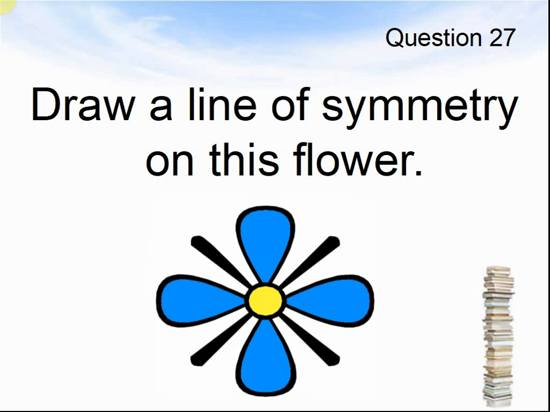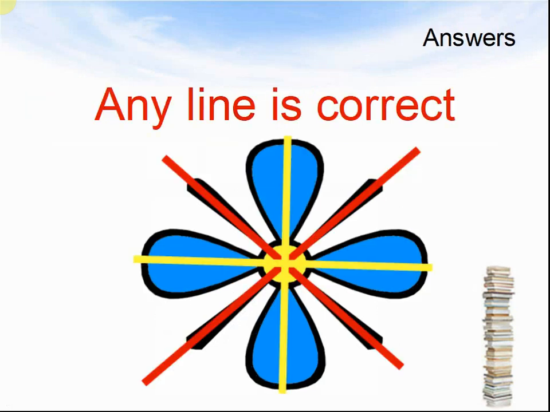Question 27. Draw a line of symmetry on this flower. Pause the video until you are ready to see the answers. Here come the answers. The answers are any line is correct.